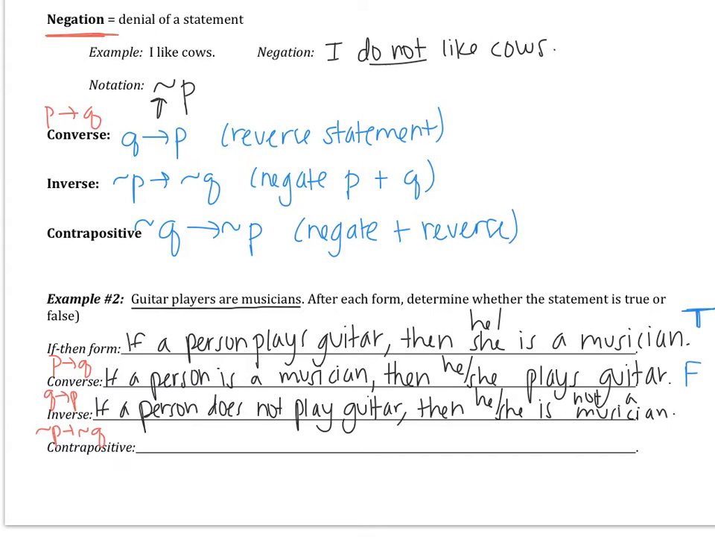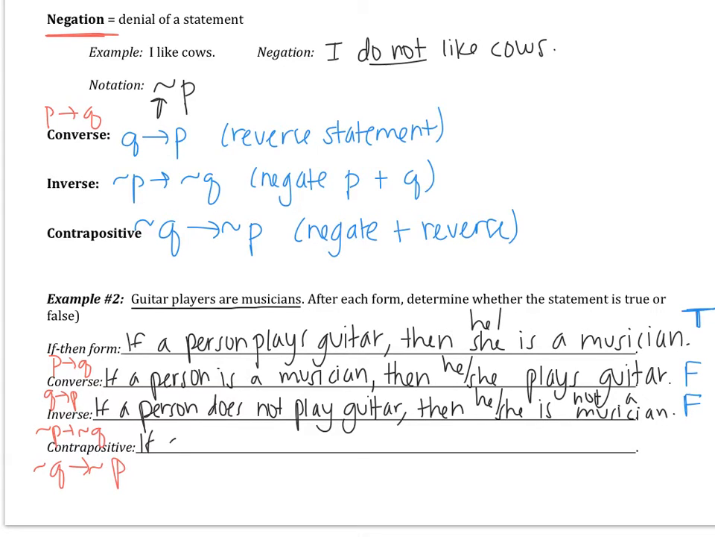Hopefully you can tell that this is false. So I could not play the guitar, but I could play the piano. Then I would still be a musician even though I don't play the guitar. Okay, last one is contrapositive. So contrapositive, I'm going to flip P and Q, and I'm going to negate.